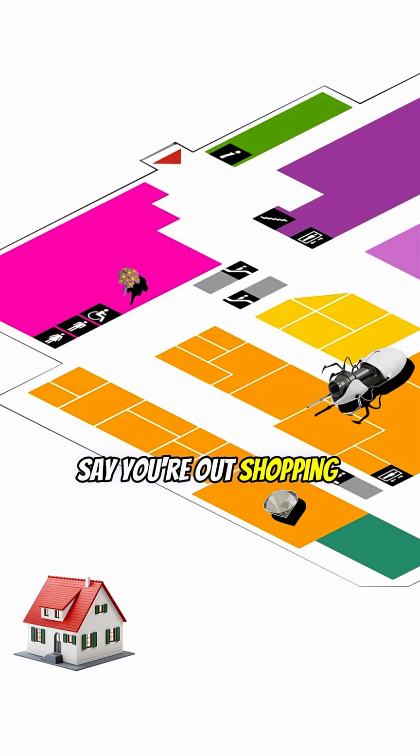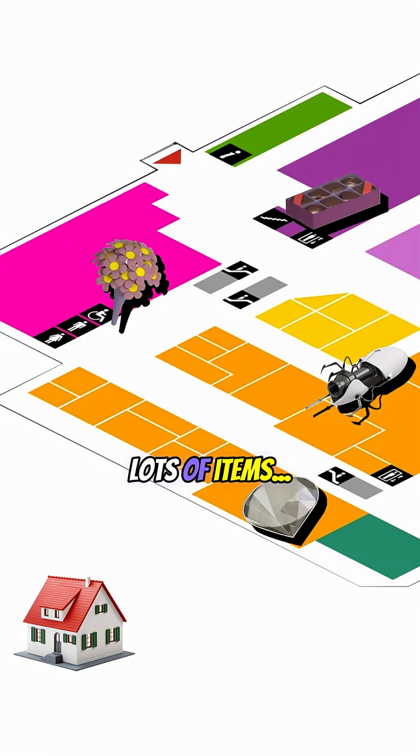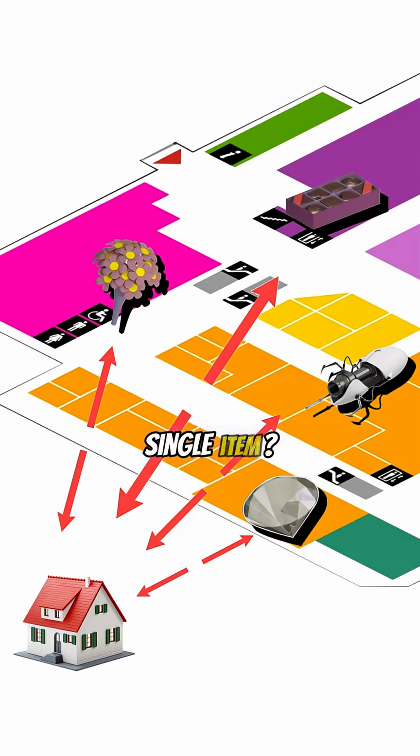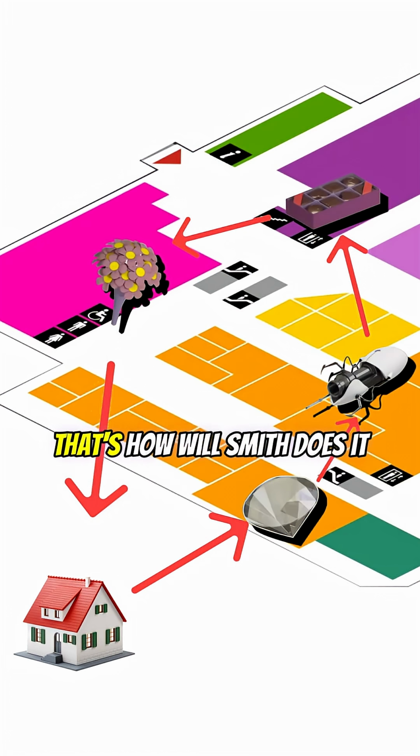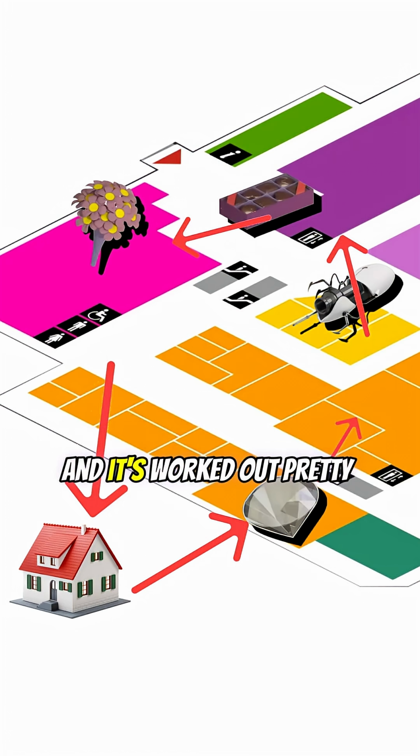Say you're out shopping, multiple stores, lots of items. Do you drive home after every single item? Of course not. You loop all the stores and take it out in one slap. That's an optimization. That's how Mom does it, that's how Will Smith does it, and it's worked out pretty well so far.